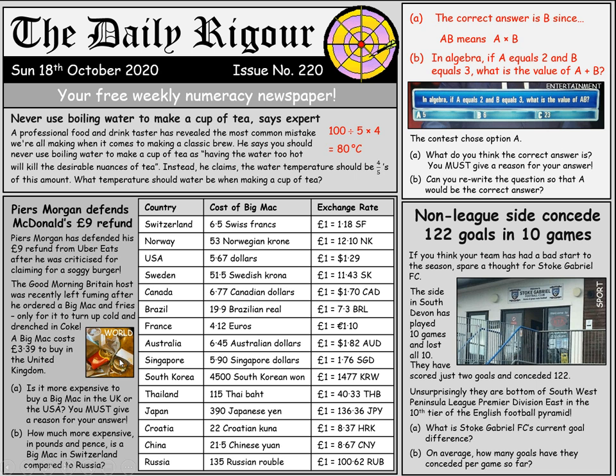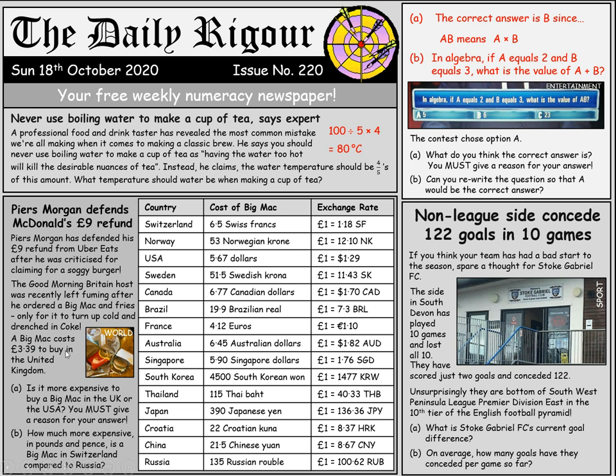So on to our world story. Piers Morgan requested a £9 refund from Uber Eats for a soggy Big Mac when it turned up cold and drenched in Coke. But of course, that gave us a wonderful opportunity to display this fabulous table, which shows you all the different prices for a Big Mac in various countries across the world and the exchange rates. So a Big Mac in the UK costs £3.39.